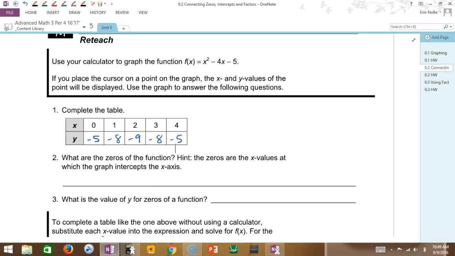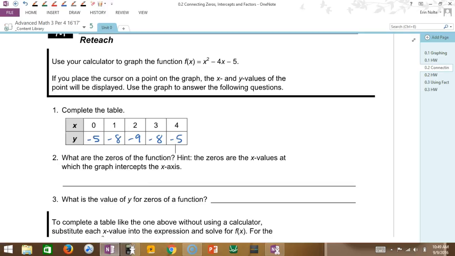Okay, but the next question talks about zeros. So it says, what are the zeros of the function? Does anybody remember talking about zeros in the past? Yes. Do you know what they are? Okay, they're where the function crosses the x-axis.